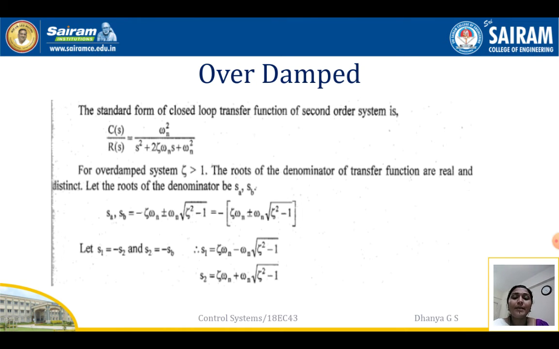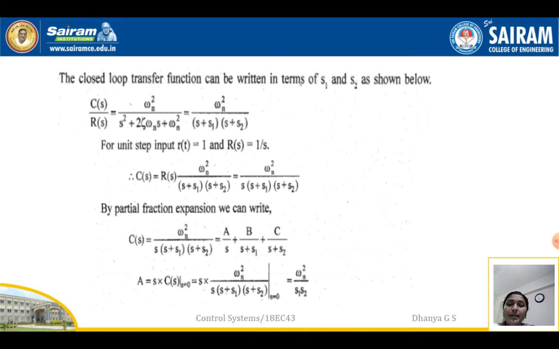It is minus zeta omega n plus or minus omega n into root of zeta square minus 1. So we have to take in terms of two roots, SA and SB. So we'll take it as S1 is equal to minus SA and S2 is equal to minus SB. So you'll get S1 is equal to zeta omega n minus omega n into root of zeta square minus 1, and S2 is equal to zeta omega n plus omega n into root of zeta square minus 1.